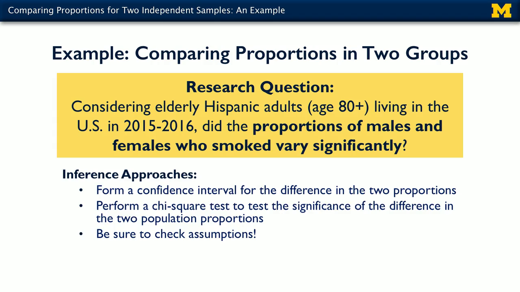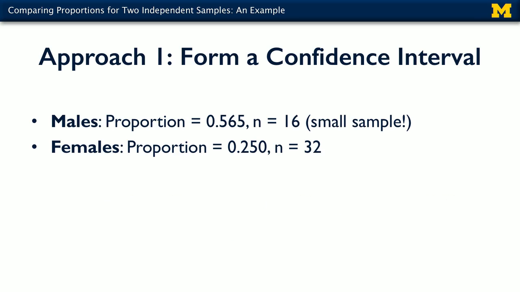So our inference approach is we're going to form a confidence interval for the difference in the two proportions of individuals who smoke. We're going to perform a chi-square test to test the significance of the difference in the two population proportions. And again, as in previous applications, we're going to make sure to check our assumptions carefully. So, first approach, we're going to try to form a confidence interval for the difference in these two proportions of males and females who smoke.